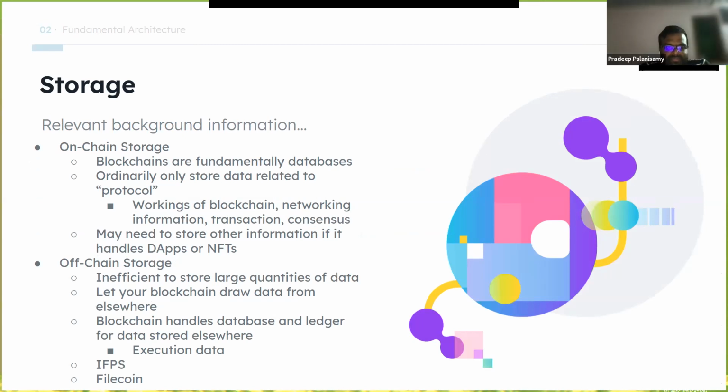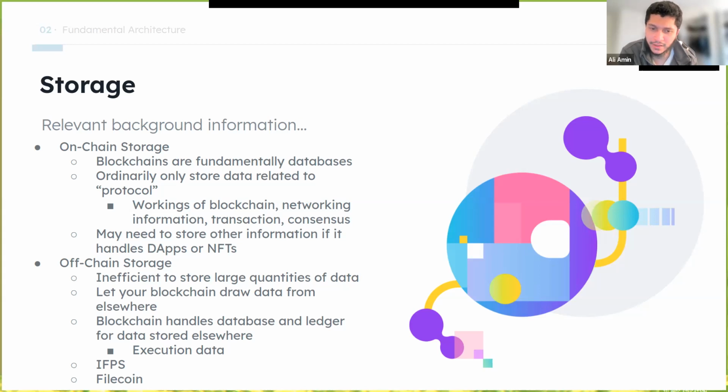Storage. So there are two major kinds of storage on blockchains: on-chain storage and off-chain storage. Every blockchain has to have some kind of on-chain storage, because fundamentally they are a database. So they need to store some kind of data.